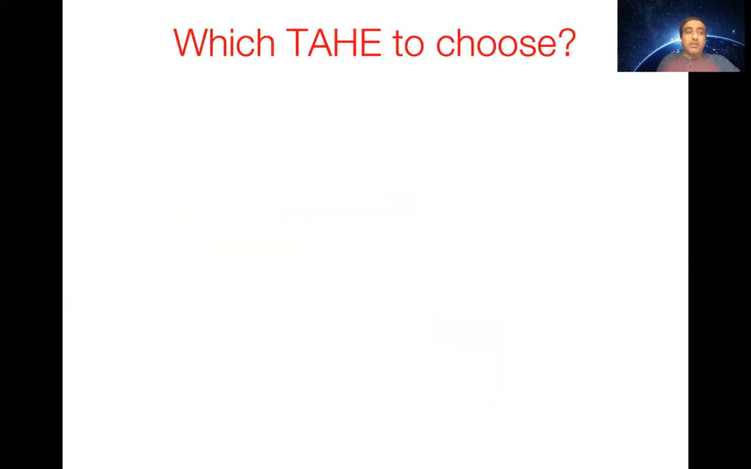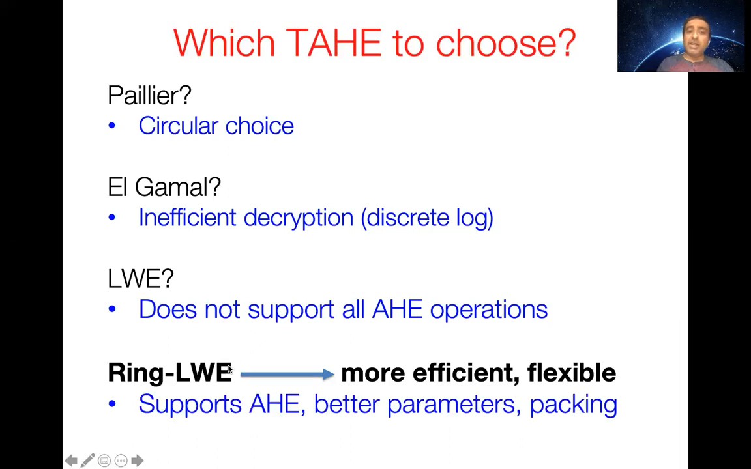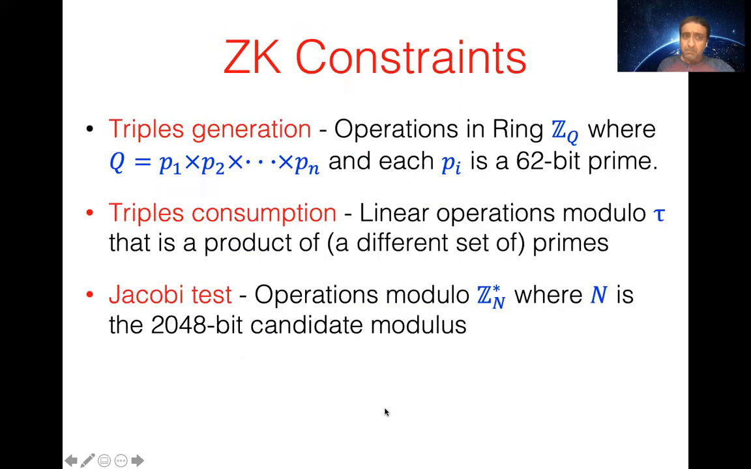So now let me fill in some of the details on how we instantiate our primitives. Let's talk about the threshold additively homomorphic encryption. There are several choices. We chose ring LWE because it supports packing. We can do several multiplications in parallel, and it has a very easy setup for key generation. This is the most efficient construction.